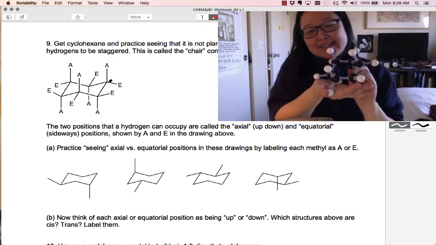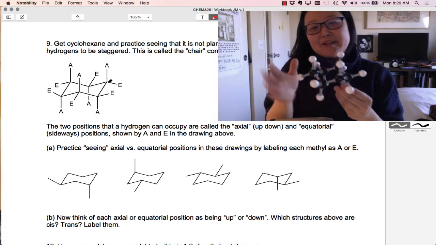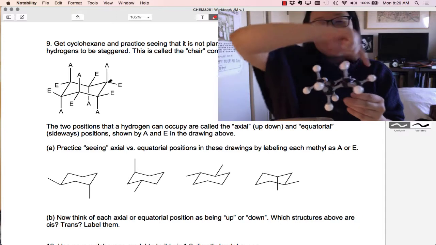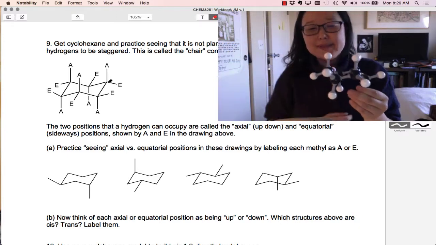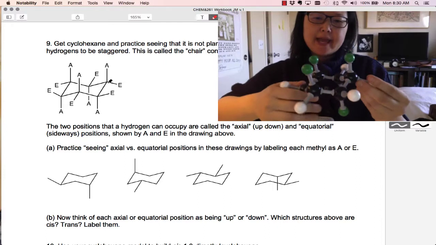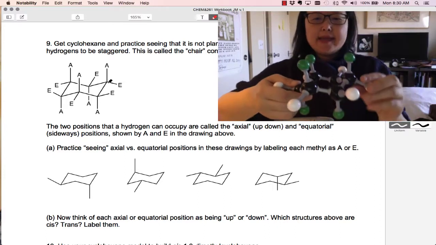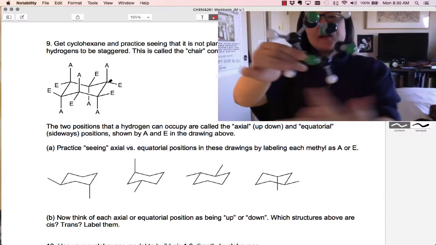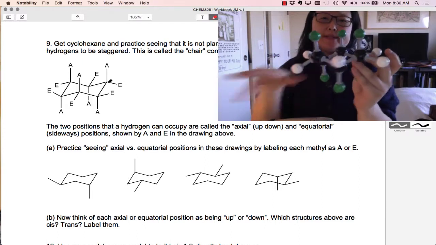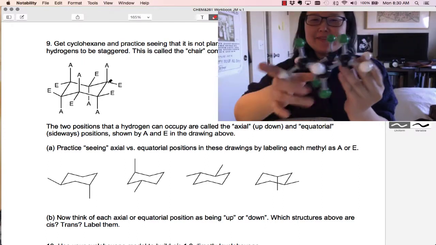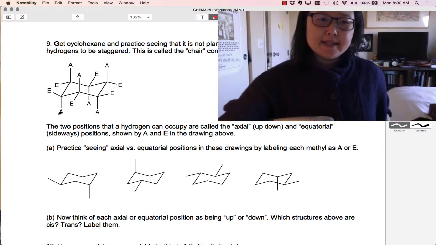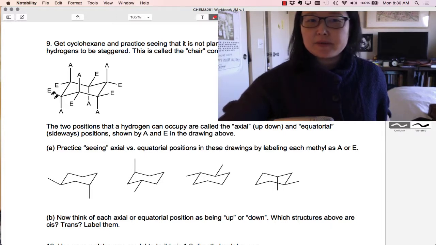So there are different positions around the ring. We have axial, which point straight up or straight down, and equatorial, which are the ones around the ring going sideways. I've now replaced all my axial hydrogens with green, and you can see they're pointing straight up or straight down, and the white ones here are equatorial because they are pointing sideways, across the horizon, kind of. On this drawing we've got A for axial, so these are axial positions, and the lines going sideways are equatorial.